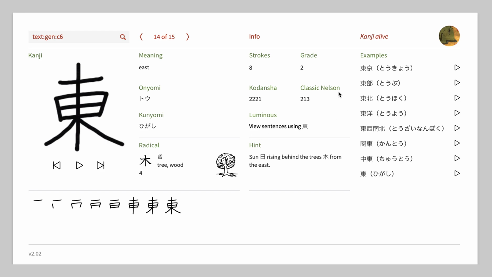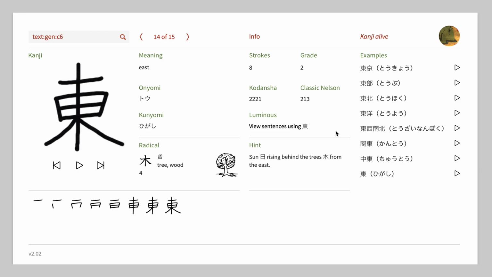Okay. Words that use this kanji, there are some here that we use quite a bit in the Genki textbook. Of course, Tokyo, the capital of modern Japan. Other ones that are good to know: Tohoku, which is the Tohoku region of Japan, or the northeast region of Japan, or more literally the east-north region of Japan.